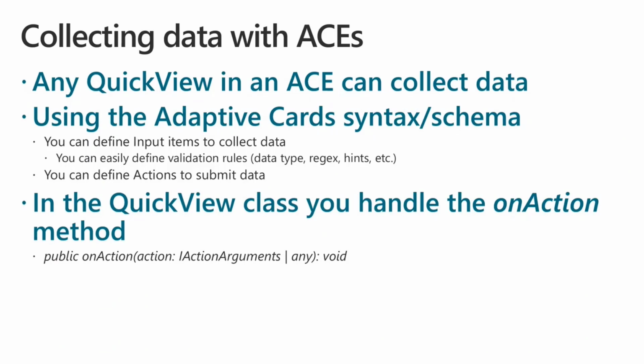Whenever an action is triggered inside a card, you can easily, in the code base of your adaptive card extension, create an onAction method which will intercept the action submitted by the user. And in there, you will be able to use your code and to work with your state, your properties, and invoke a backend API and stuff like that.